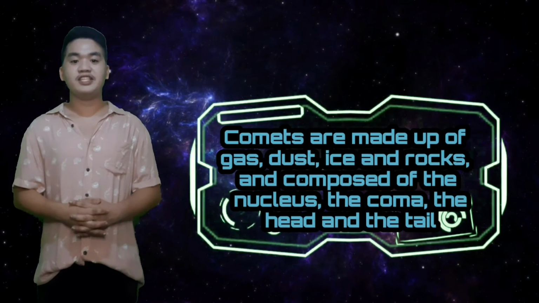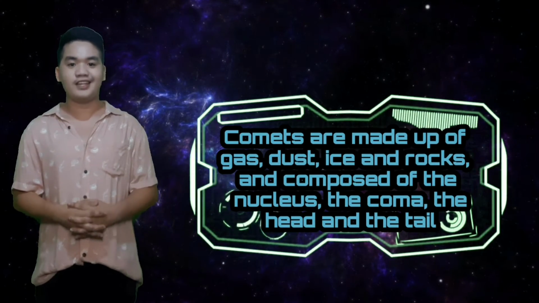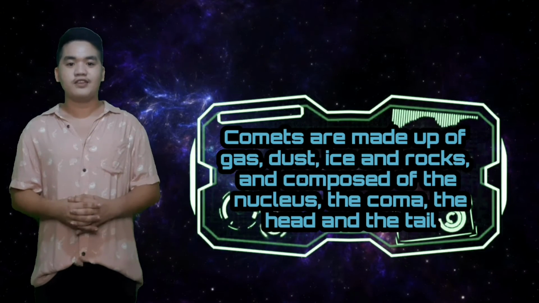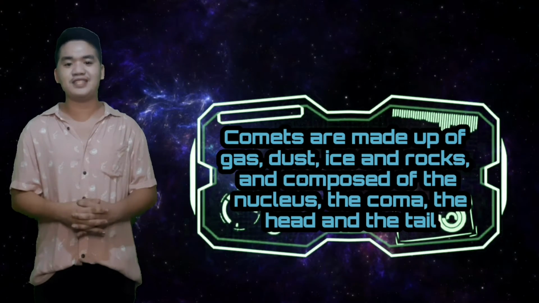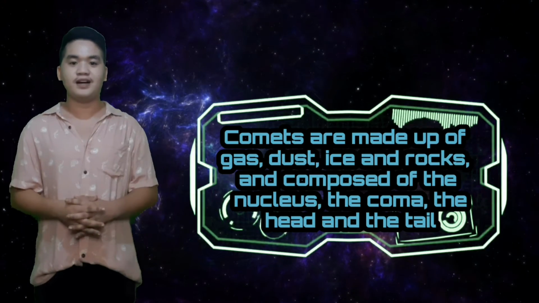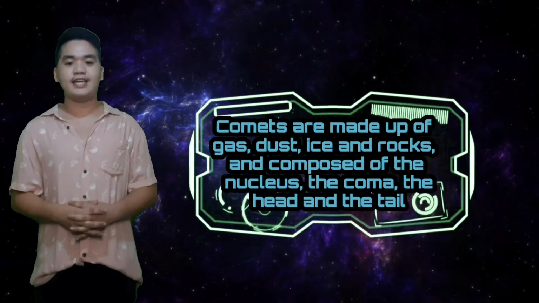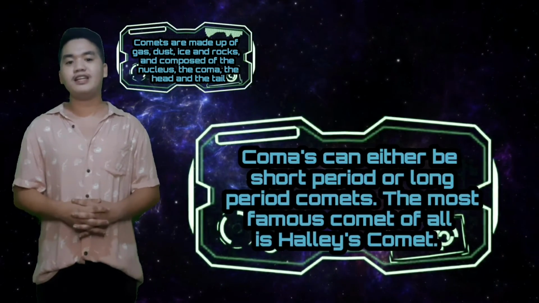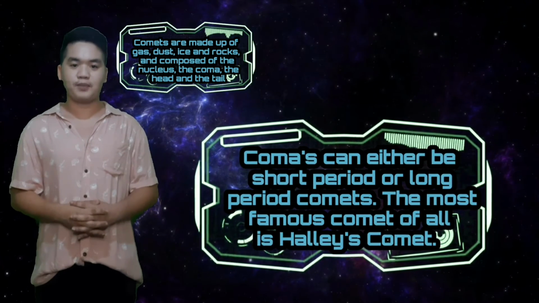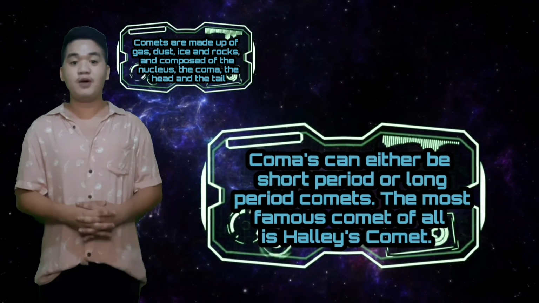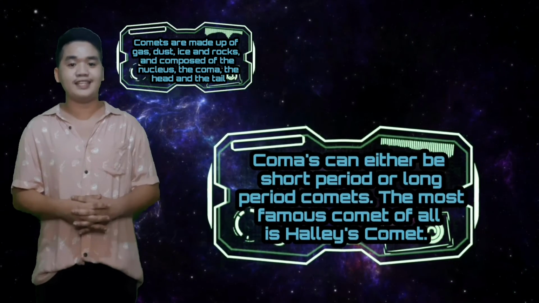To understand more about our lesson, let's recall what we have learned today, shall we? Comets are made up of gas, dust, ice, and rocks. The comet is basically composed of the nucleus, the coma, the head, and the tail. Comets can either be short-period or long-period comets. The most famous comet of all is Halley's Comet.